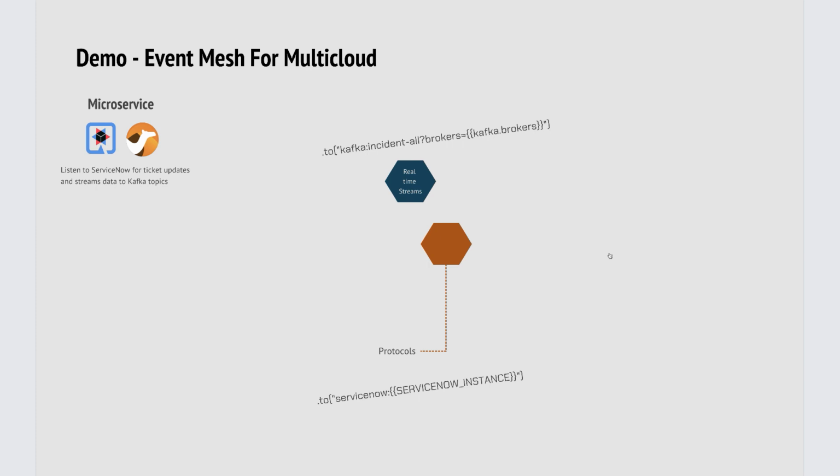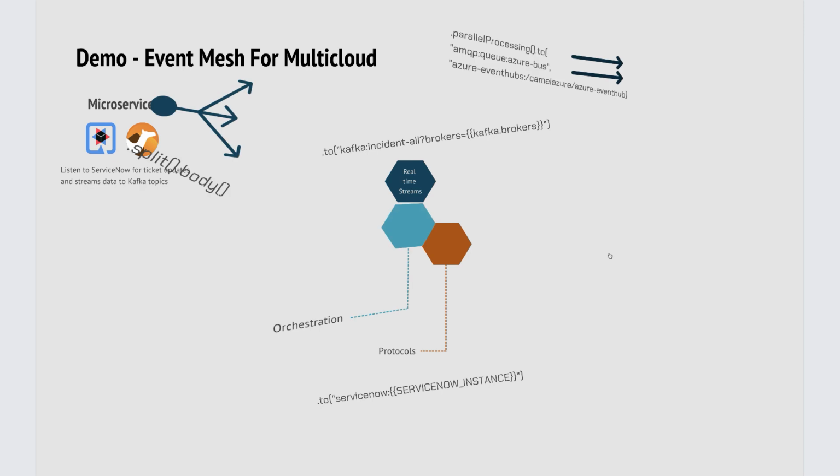I can use any microservice or any Camel Quarkus application to reach all the different destinations that are available. So I can connect to ServiceNow, I was able to connect to Google Pub/Sub, and I was connecting to Azure. All these protocols are taken care of for me, and all I need to do is specify where to go and give it some credentials.